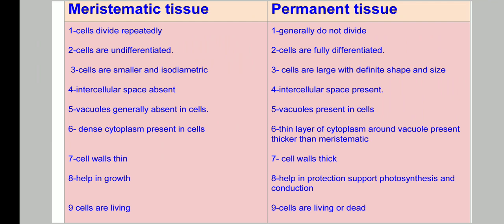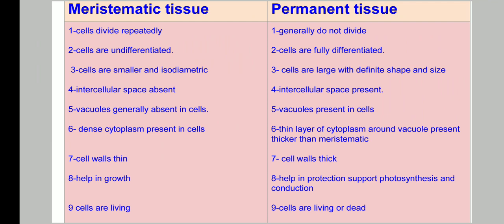So let us compare meristematic tissue with the permanent tissue, and there are 9 points we have to keep in mind while comparing or differentiating between these two tissues. They are: number 1, cells divide repeatedly in meristematic tissue, and in permanent tissues generally cells do not divide. They divide in specific circumstances, only in parenchyma.